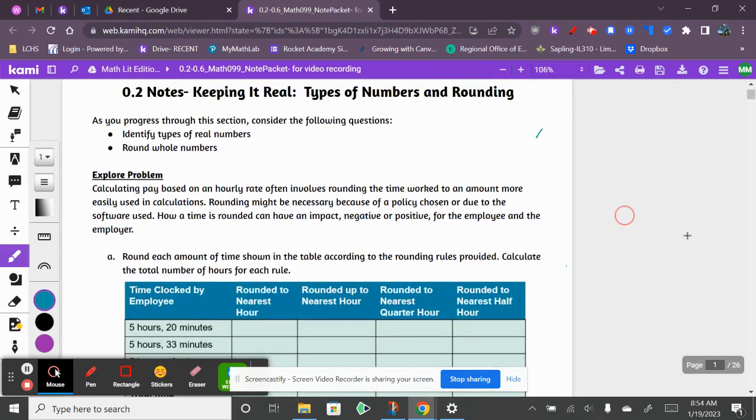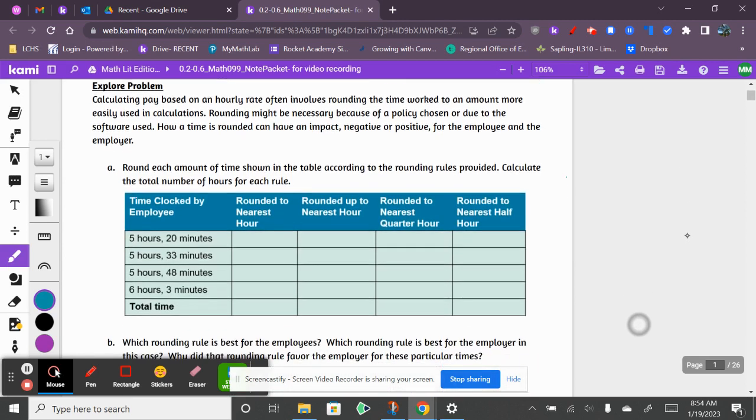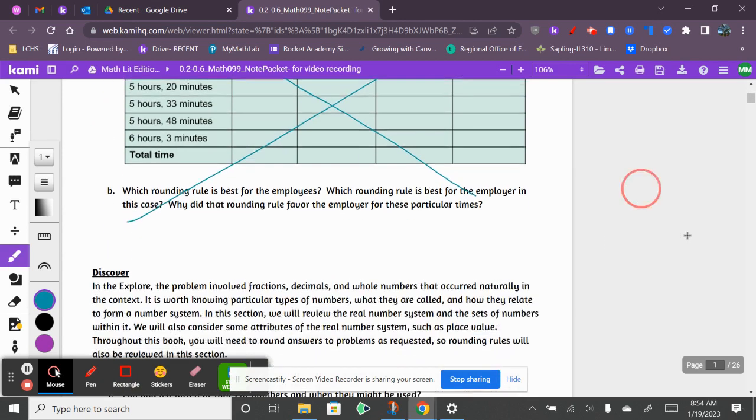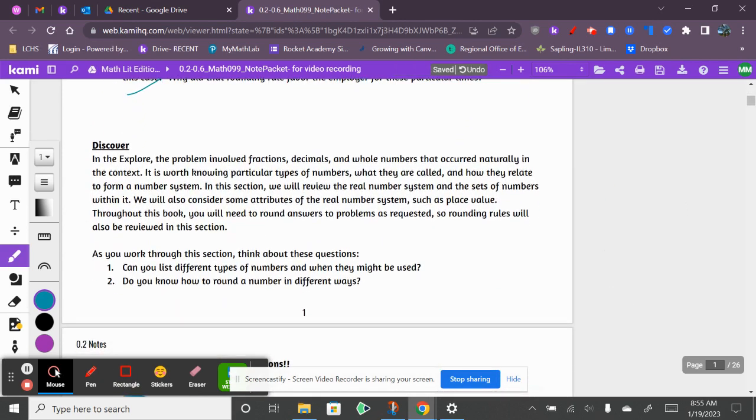Just for the sake of simplicity, sometimes I will have us skip a few parts of the notes. So I'm actually going to have us start with just skipping this explore problem and also not worrying about the discover problem. As you work through this section, I want you guys to keep the following questions in mind. Can you list different types of numbers and when they might be used? And also, do you know how to round a number in different ways?